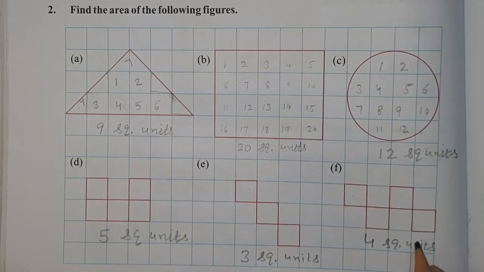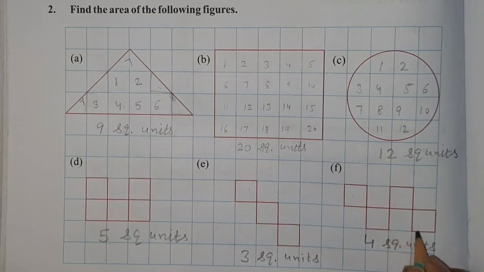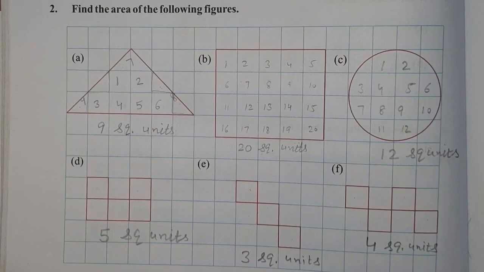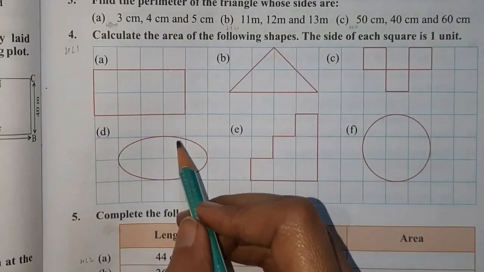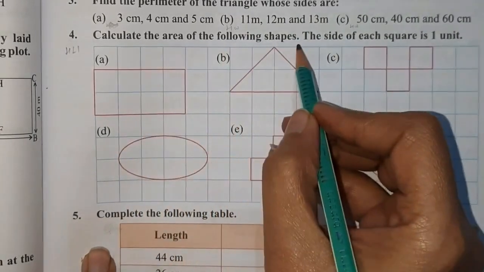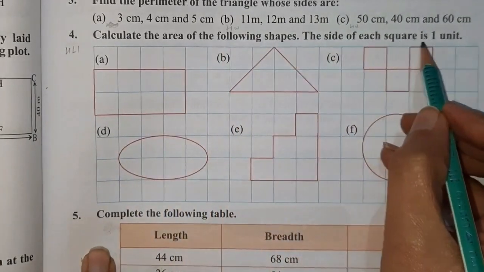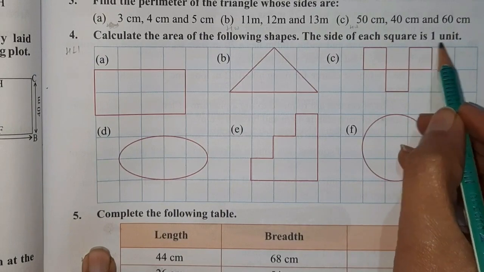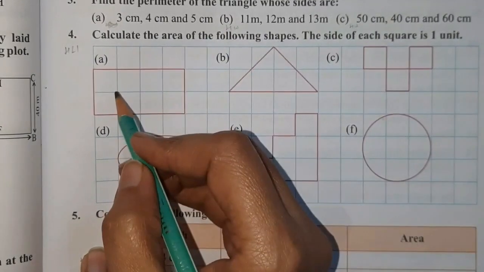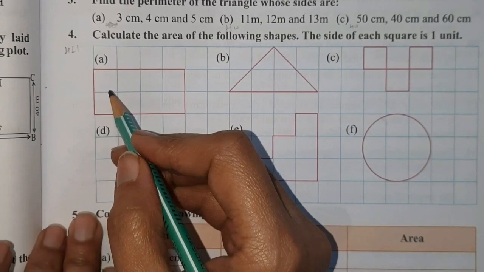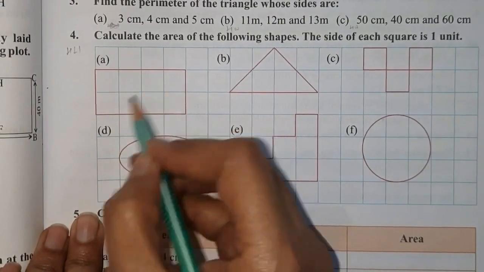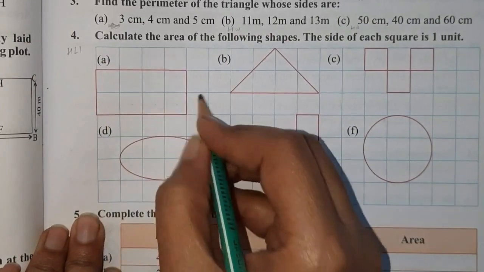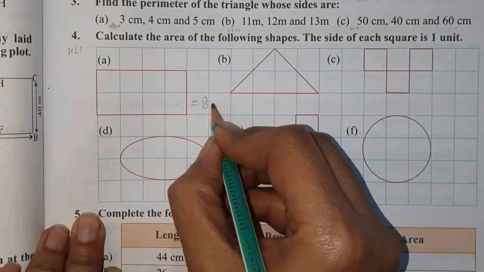Square units means if a unit is given to us like centimeter, then 4 centimeter square. If it is given meter, then 4 meter square. Question number 4 was given. Find the area of the following shapes. The side of each square is 1 unit. Got it? Each square is 1 unit. So area will be 1 square unit. So counted 1, 2, 3, 4, 5, 6, 7, 8. So its answer is 8 square units.